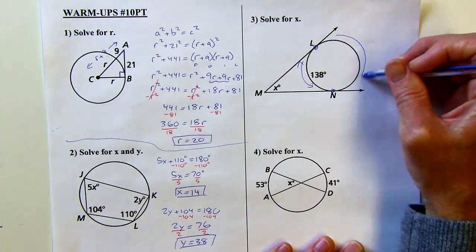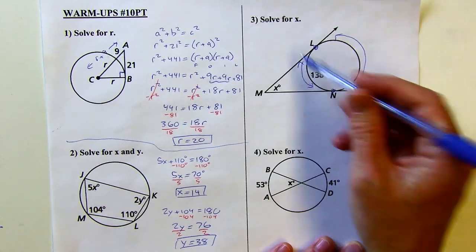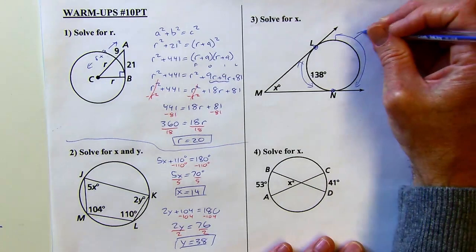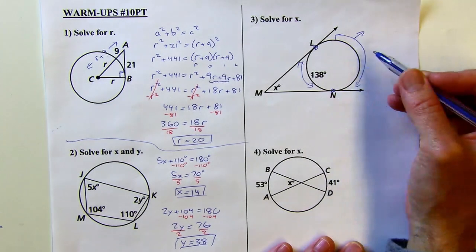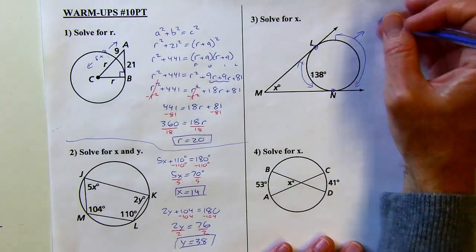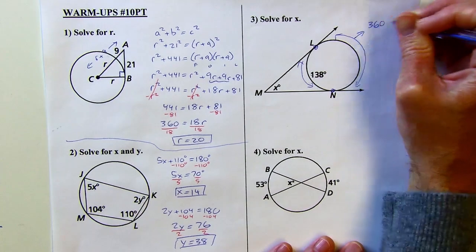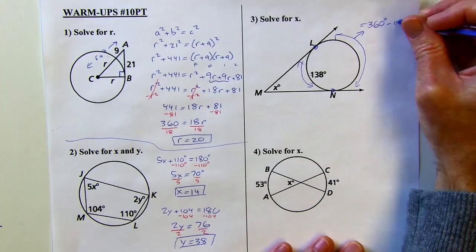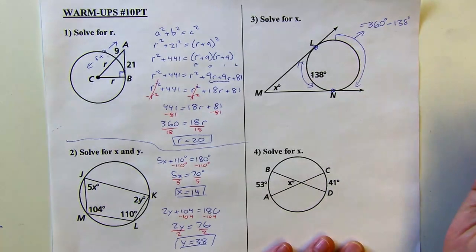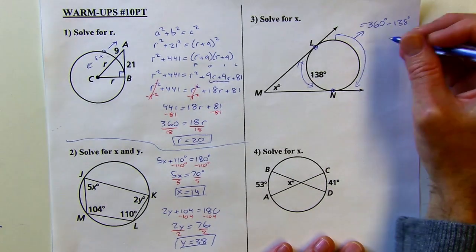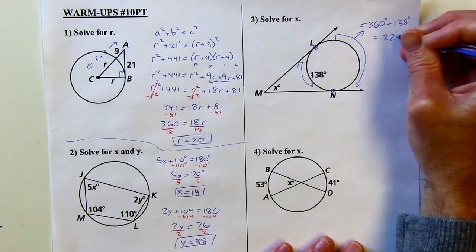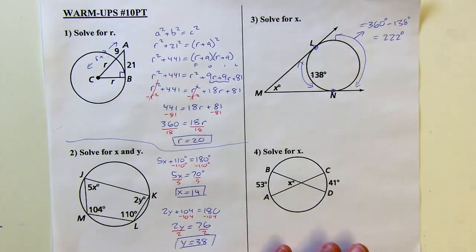I still need to find my big arc, and I can do that because the whole circle is 360 degrees. So if I take the small arc plus the big one, it will equal 360. That means the whole circle minus the 138 is going to equal the big arc. So 360 degrees is the whole circle. Subtract 138 from that, and I'm going to get 222 degrees. So that bigger arc is 222.